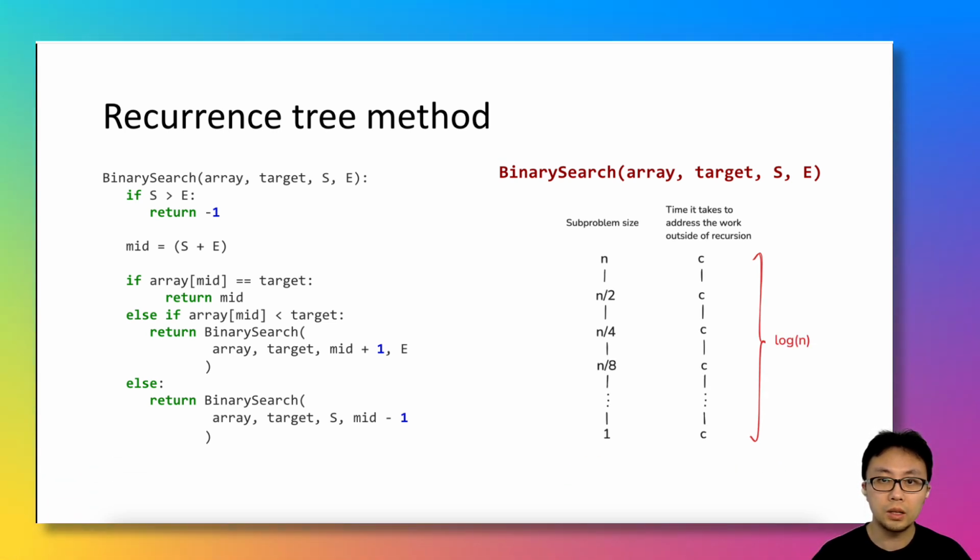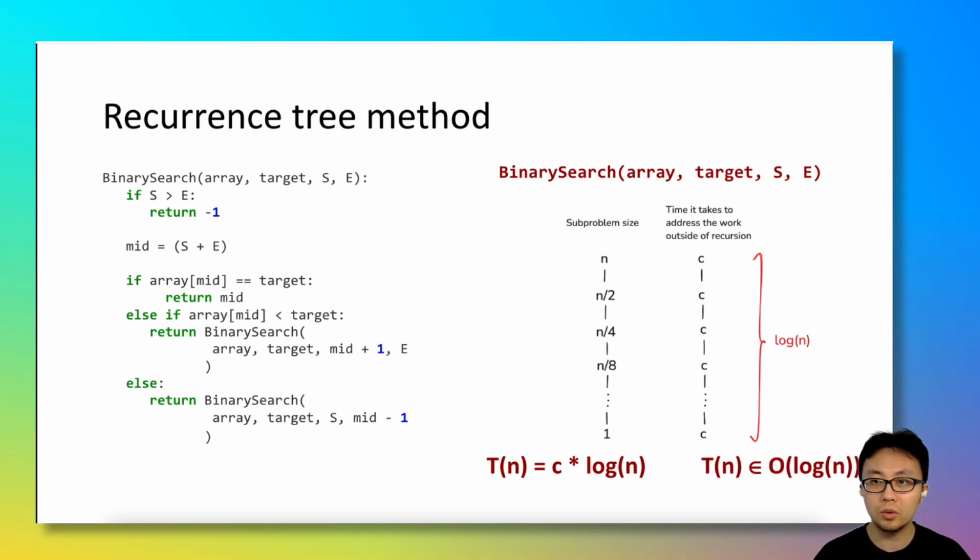That said, there are log n of C. You can add them up to derive the time complexity function as T(n) equal to C multiplied by log n. C as a constant number won't matter when you try to determine the upper bound, so the upper bound of T(n) will be just log n, expressed as T(n) belongs to big O of log n.